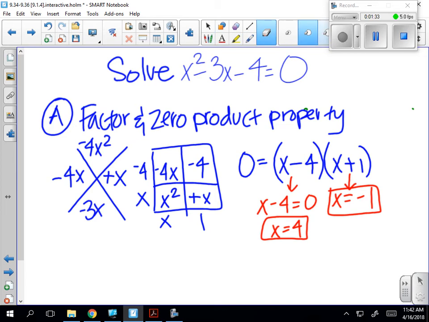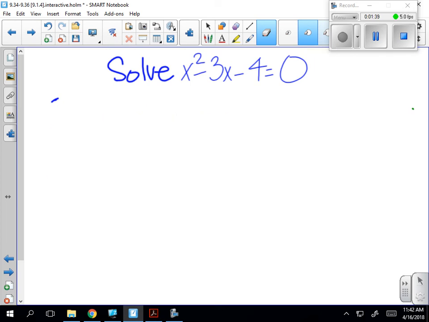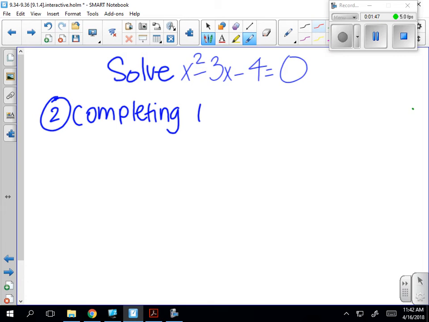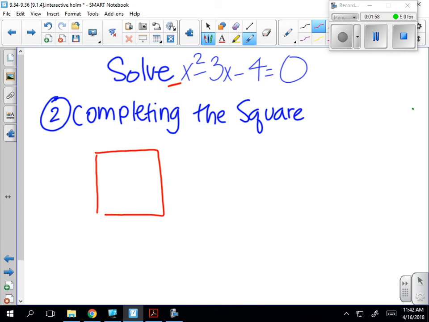Okay, so the next method that we have for solving is called completing the square. So that's changing it into vertex form. The coefficient of x squared is 1. Because when you solve this, when you change it into graphing form, you need to divide the middle term, negative 3, divided by 2 is negative 1.5.